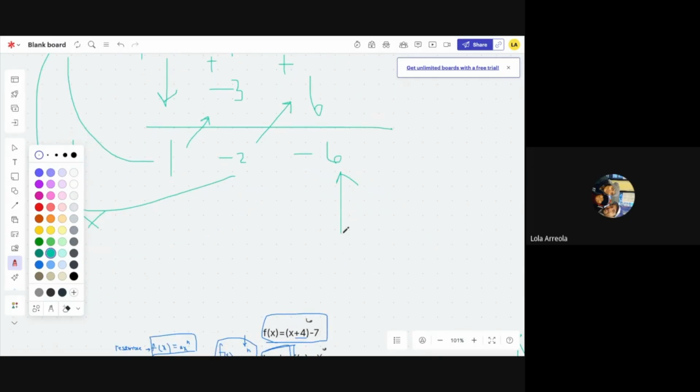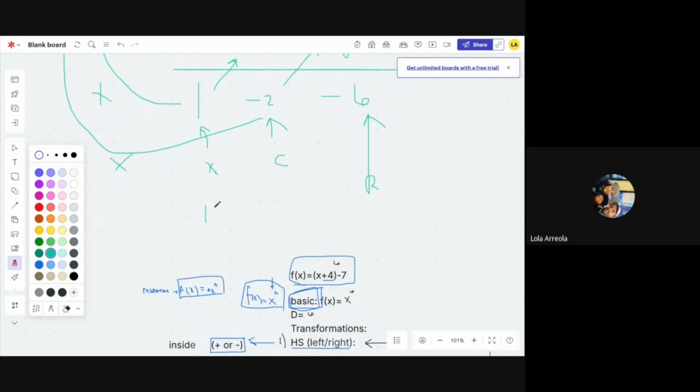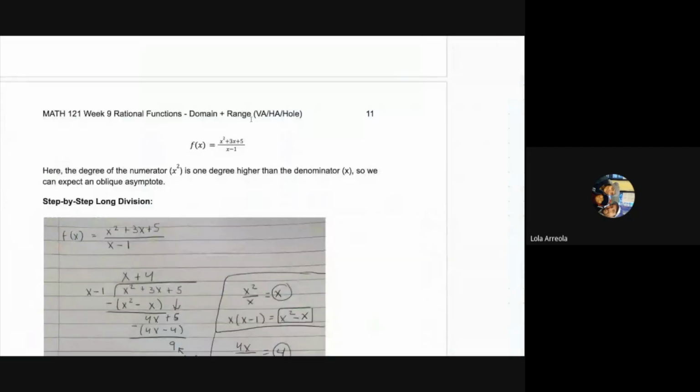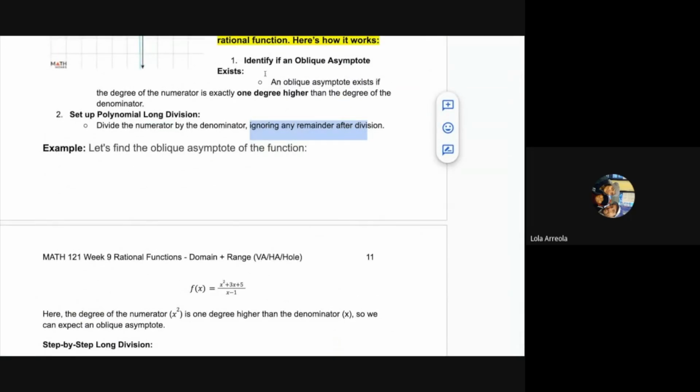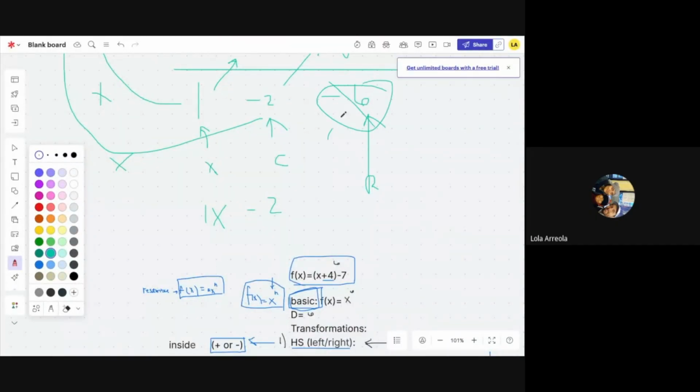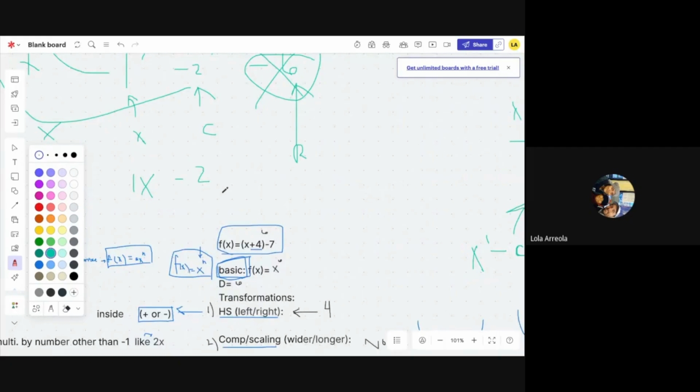This last term is always my remainder. This is my c constant. And this is my x coefficient. So this is 1x. I could just write x minus 2, and then with a remainder of negative 6. But notice with oblique asymptotes, ignore any remainder. So we're just going to ignore that negative 6. It doesn't matter for the oblique asymptote. And just focus on the result. y is equal to x minus 2. This is going to give me the diagonal line.